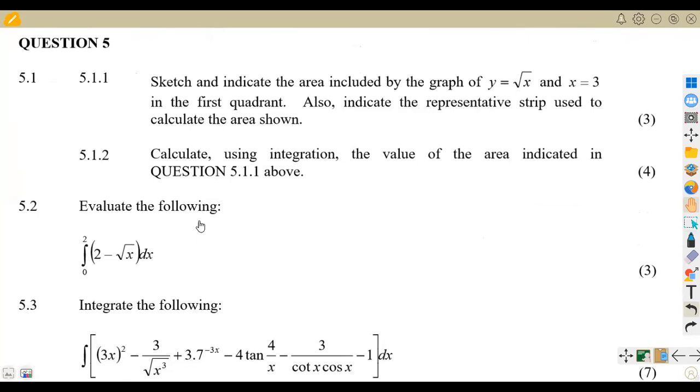We are given in this case to sketch and indicate the area indicated by the graph of y is equal to the square root of x, and x is equal to 3 in the first quadrant. Take note, you're given an indication that this must be in the first quadrant. So let's take a closer look at the graph of y is equal to the square root of x.